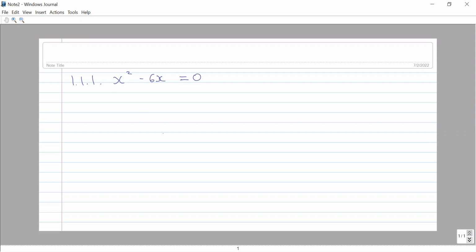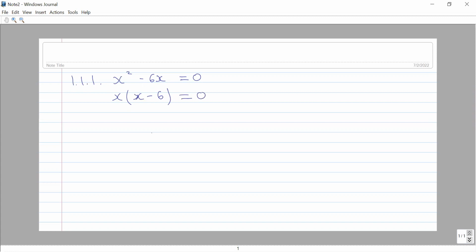So the first step for this one, we have to factorize to get the values of x. So how do we factorize this? We have x squared in the first term, and minus 6x in the second term. So we have a common factor, which is x. Just take out the x, then you'll be left with x minus 6 is equal to 0.